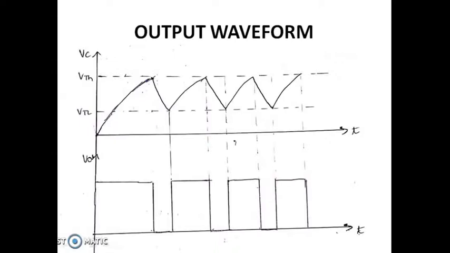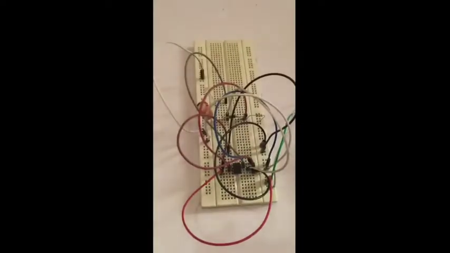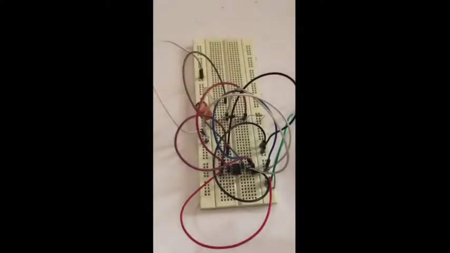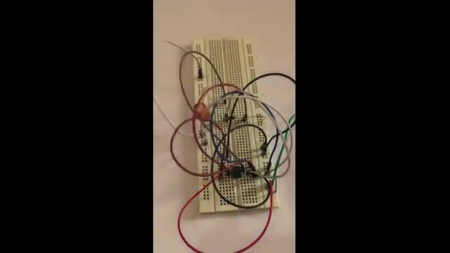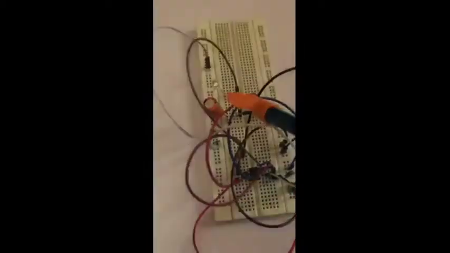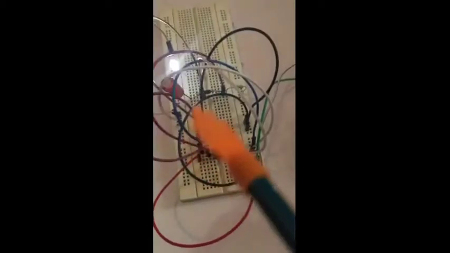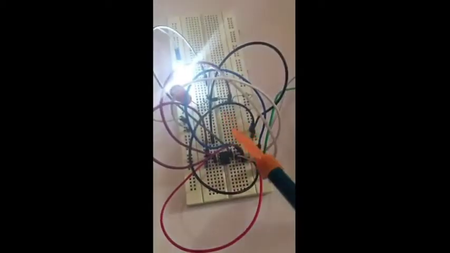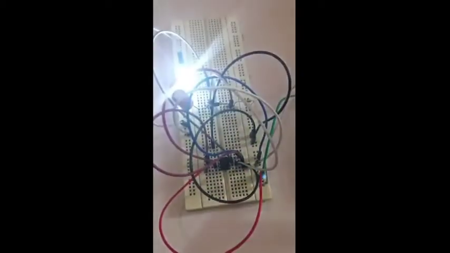So now moving on to the practical view of this circuit. So here is the astable multivibrator circuit as we had shown you in your previous slides. As you can see, the LED is glowing on for 0.5 seconds and it is going off for 0.5 seconds. We have added a diode here, thus it is fulfilling its 50% duty cycle condition.